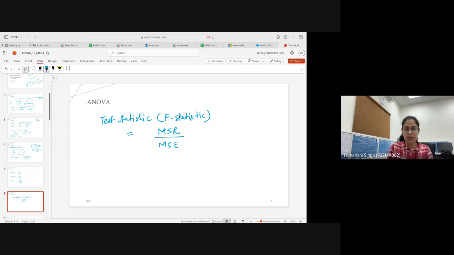This follows an F distribution with, due to regression, k minus 1 degrees of freedom, comma, due to error, n minus k. So k minus 1 comma n minus k degrees of freedom. This will be the test statistic under H naught, under the null. Fine. Now what is our decision rule?